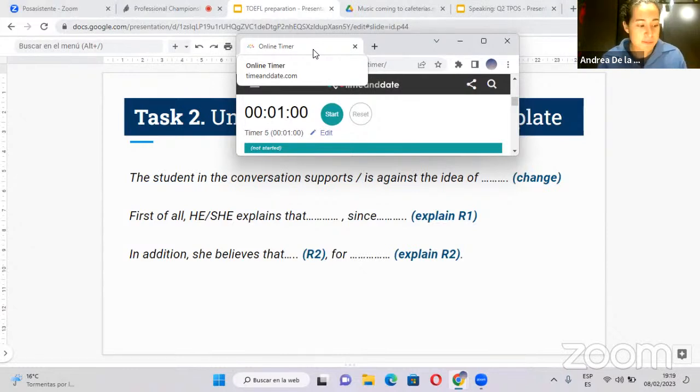But the first one was great. And I like the fact that you were really good with time, right? You did the first one in less than the time that you had. So that's really great because a lot of students struggle with time. Now, some suggestions I can give you.